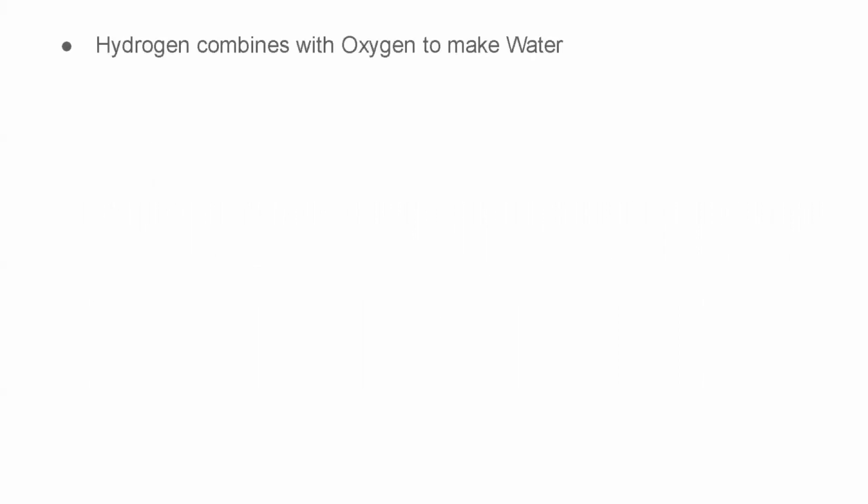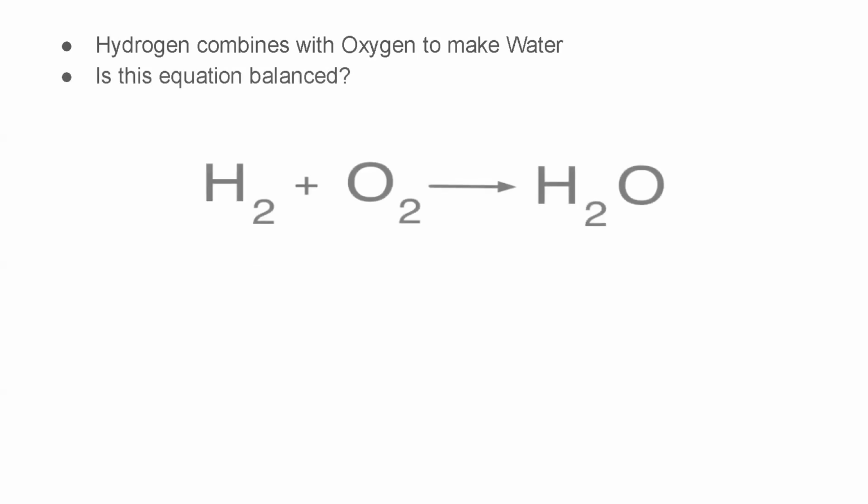For example, if hydrogen combines with oxygen to make water, is this equation balanced? H2 plus O2 equals H2O. You guys can type it in the chat. Tell me if you think it's balanced or not, and why or why not.